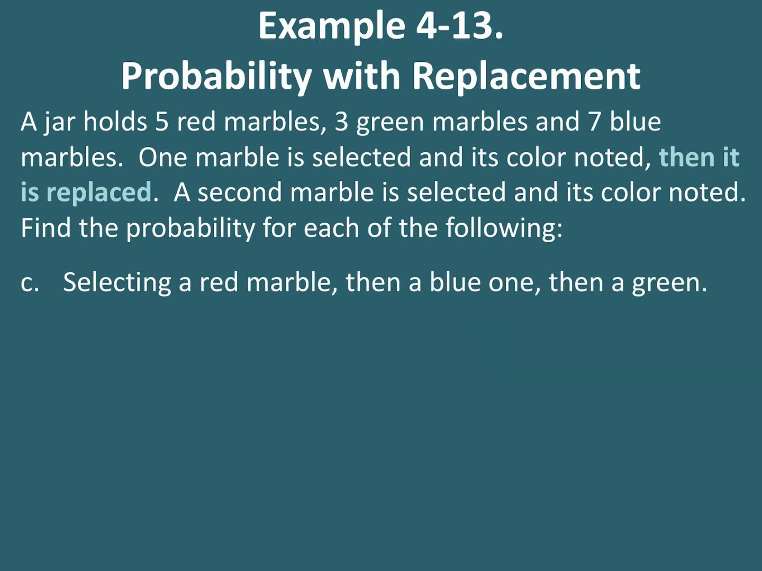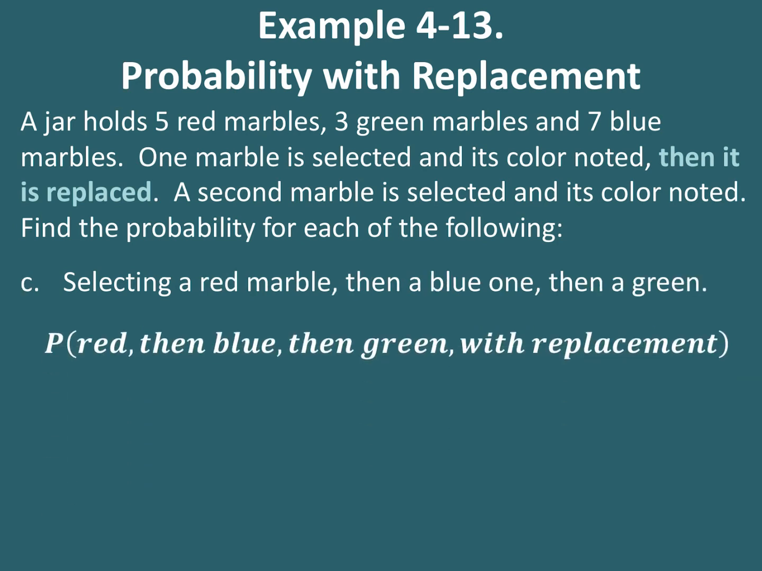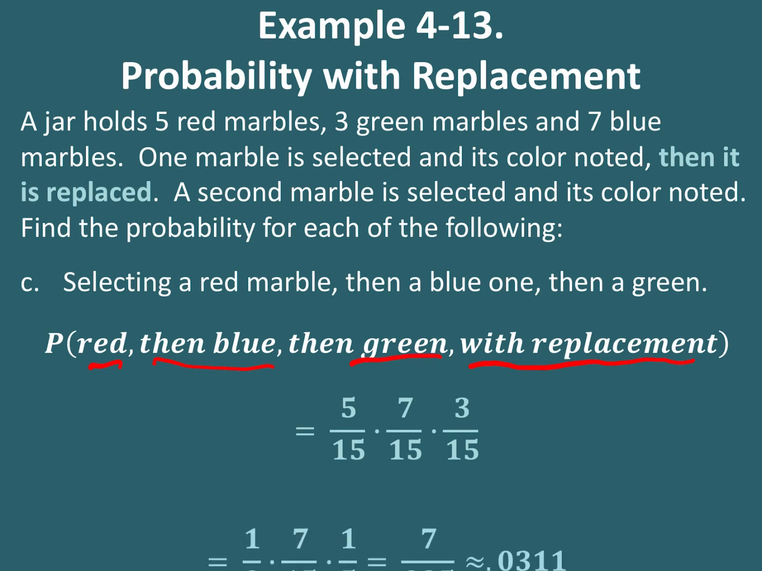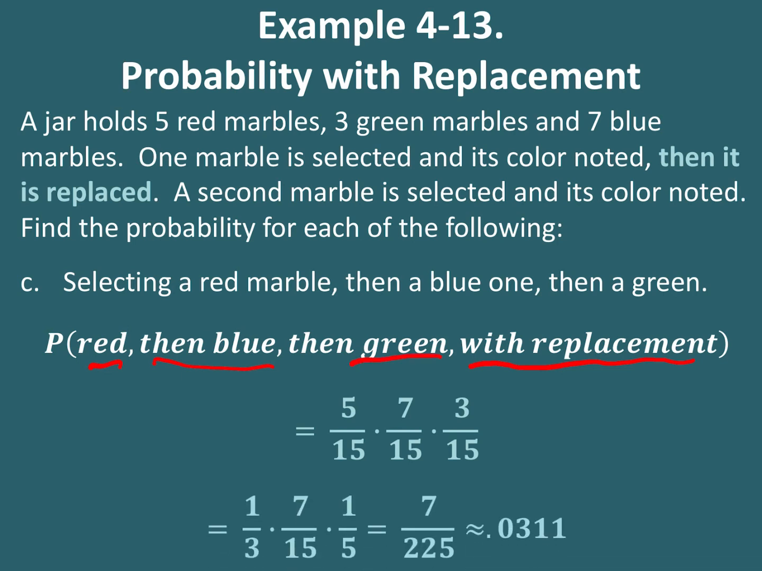The probability of selecting a red, then a blue, then a green, again with replacement, so each probability should be out of 15, will be 5 out of 15 for the red, 7 out of 15 for the blue, and 3 out of 15 for the green, giving us 0.0311.